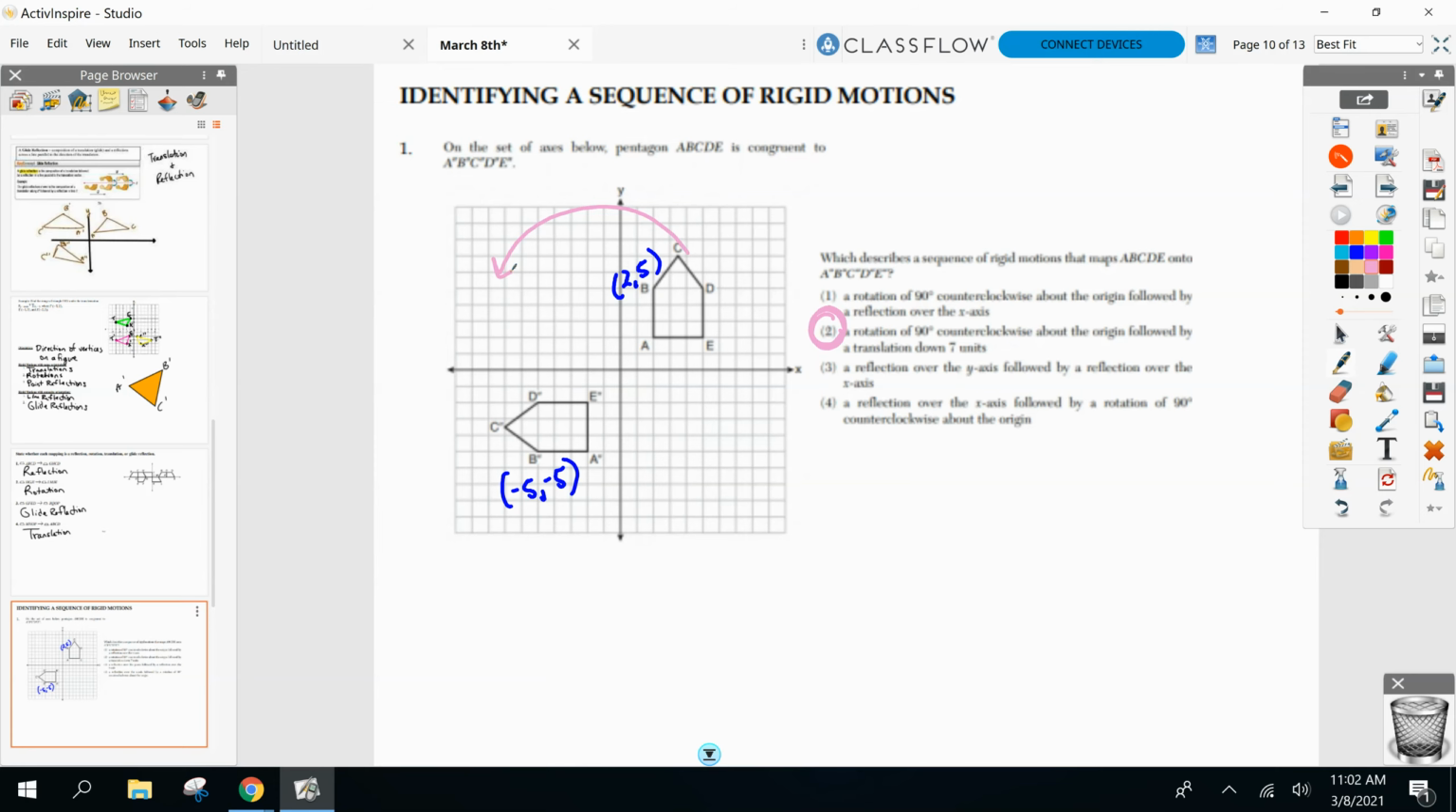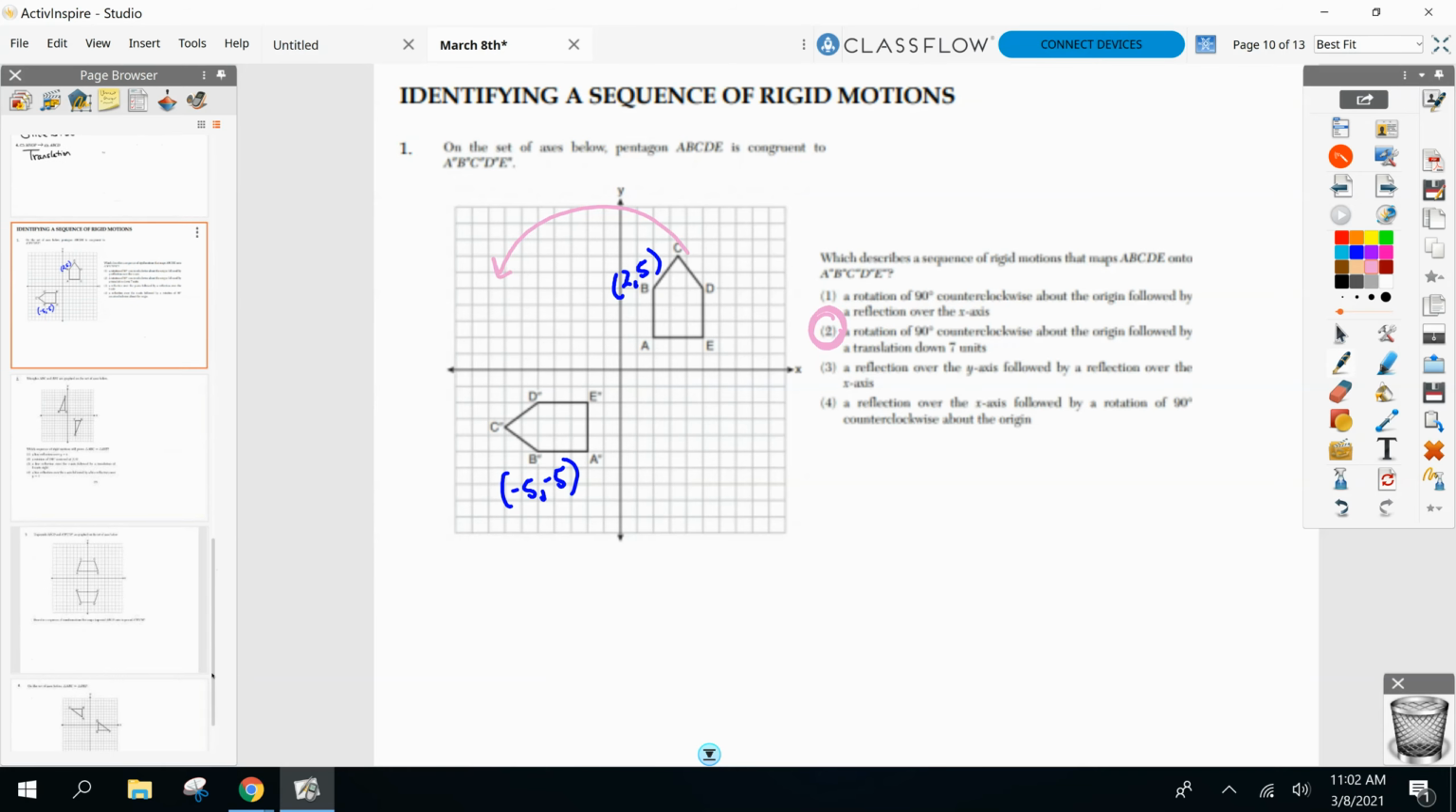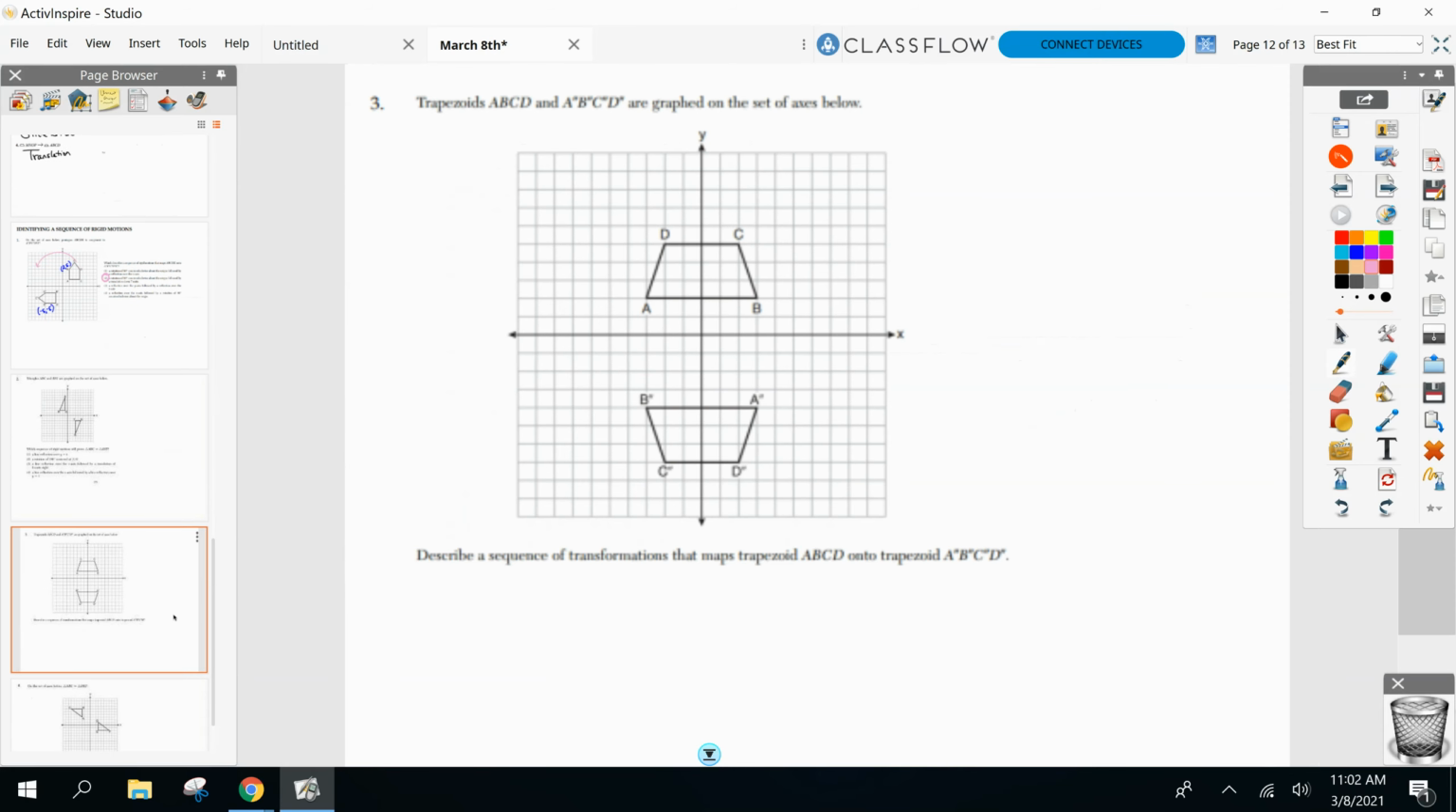Now, to make this even tougher, remove the multiple choices and go to question 3. Now you're on your own. How do I get A, B, C, D on the A double prime, B double prime, C double prime? And again, before you move on and try this, directions say, describe a sequence of transformations.